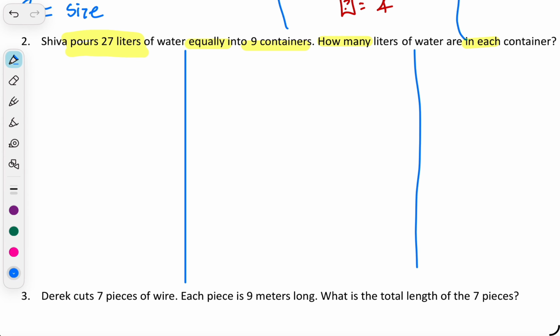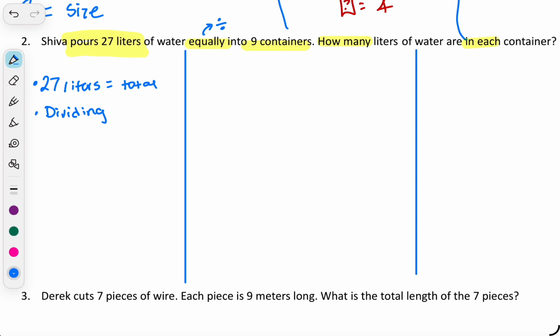Okay. So I'm going to draw lines just to split this up into 3 different things. So what do we know from our word problem? We know that 27 liters will be our what? Our total, okay? We also know that this word equally right here means we're gonna partition, which also means to divide. Okay, so we know we're gonna be dividing here, especially because we already have that total.